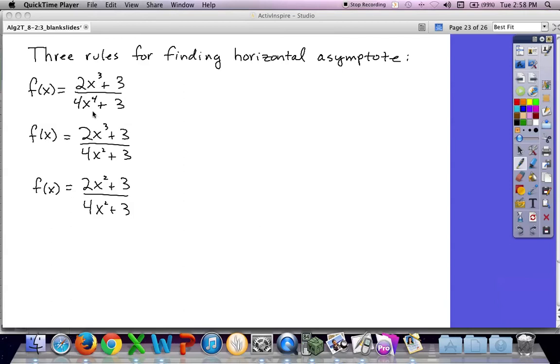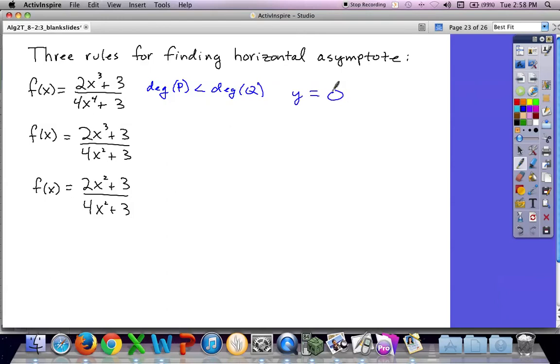Whenever the degree of the numerator, which I'll call P, the degree of P is less than the degree of Q, right? Then the horizontal asymptote is y equals 0. Always. Just like we saw with the inverse variation, y equals k over x, the asymptote was right on the x-axis, y equals 0.